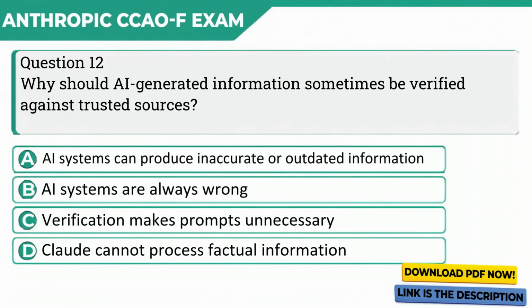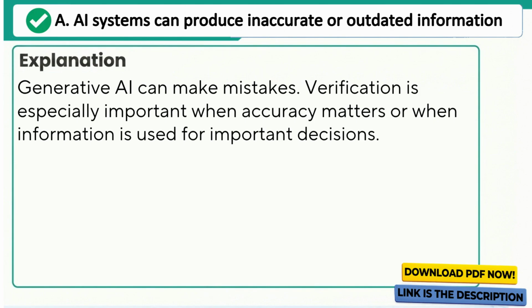A. AI systems can produce inaccurate or outdated information. B. AI systems are always wrong. C. Verification makes prompts unnecessary. D. Claude cannot process factual information. Correct answer: A. AI systems can produce inaccurate or outdated information.